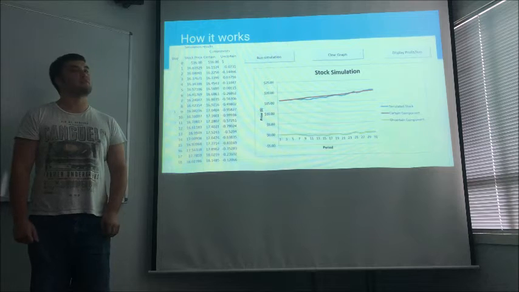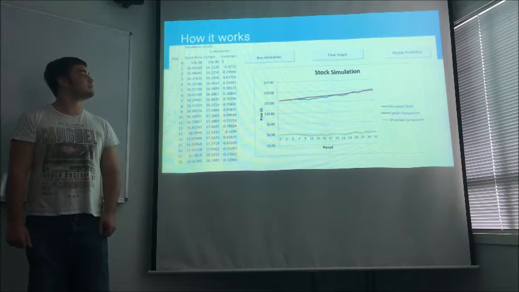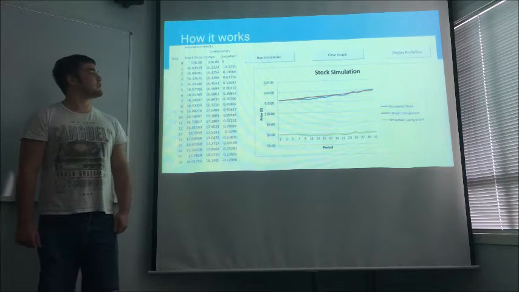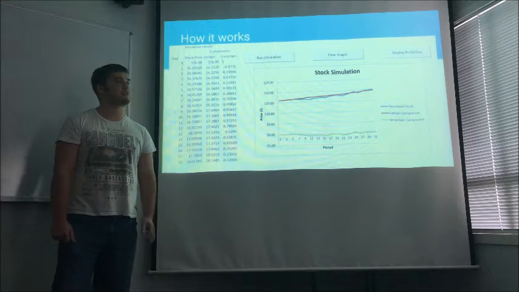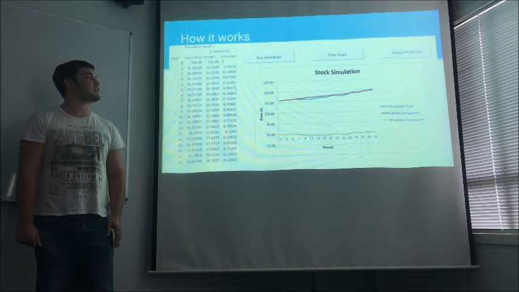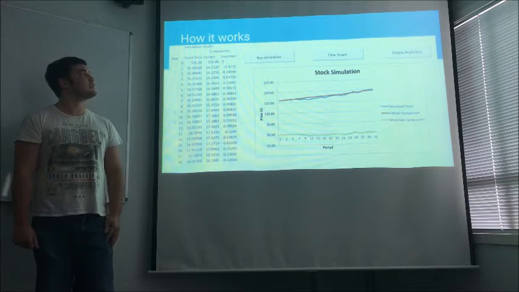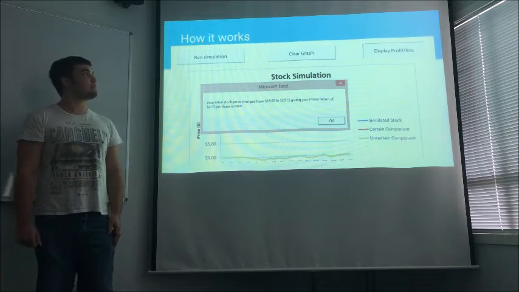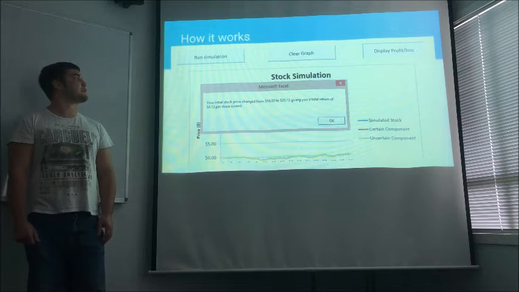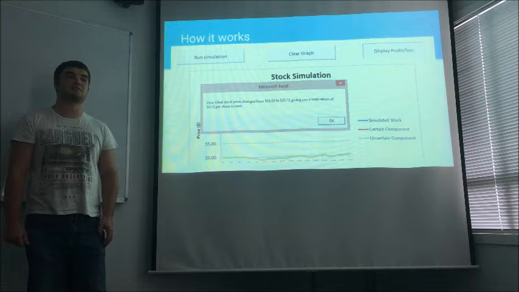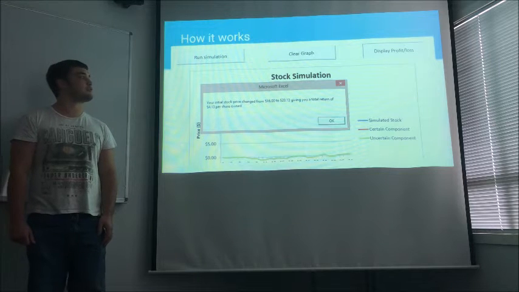The graph is also run off the same button. As you can see there, the graph shows the relationship between simulated stock and the certain component, with the uncertain component down the bottom, showing how the values change over each period. Next. By selecting the Display Profit Loss button, a message will come up showing how much your initial price has changed, which gives you a good idea of any profit you've made.